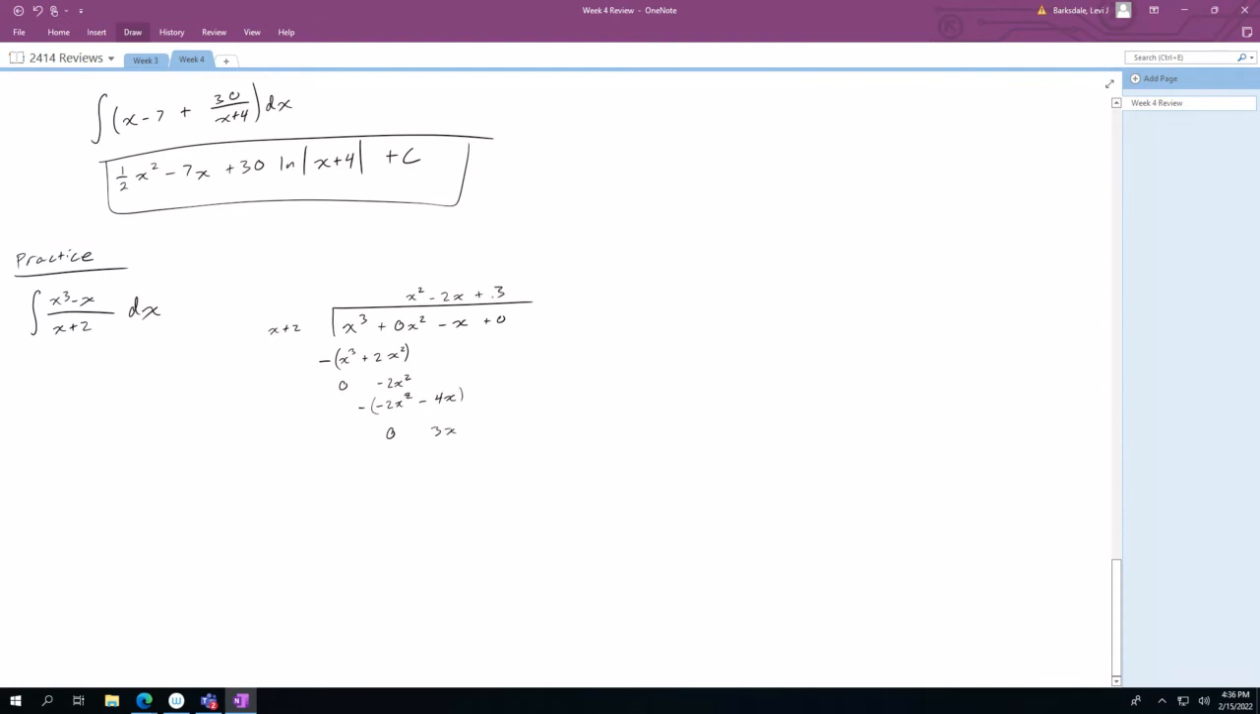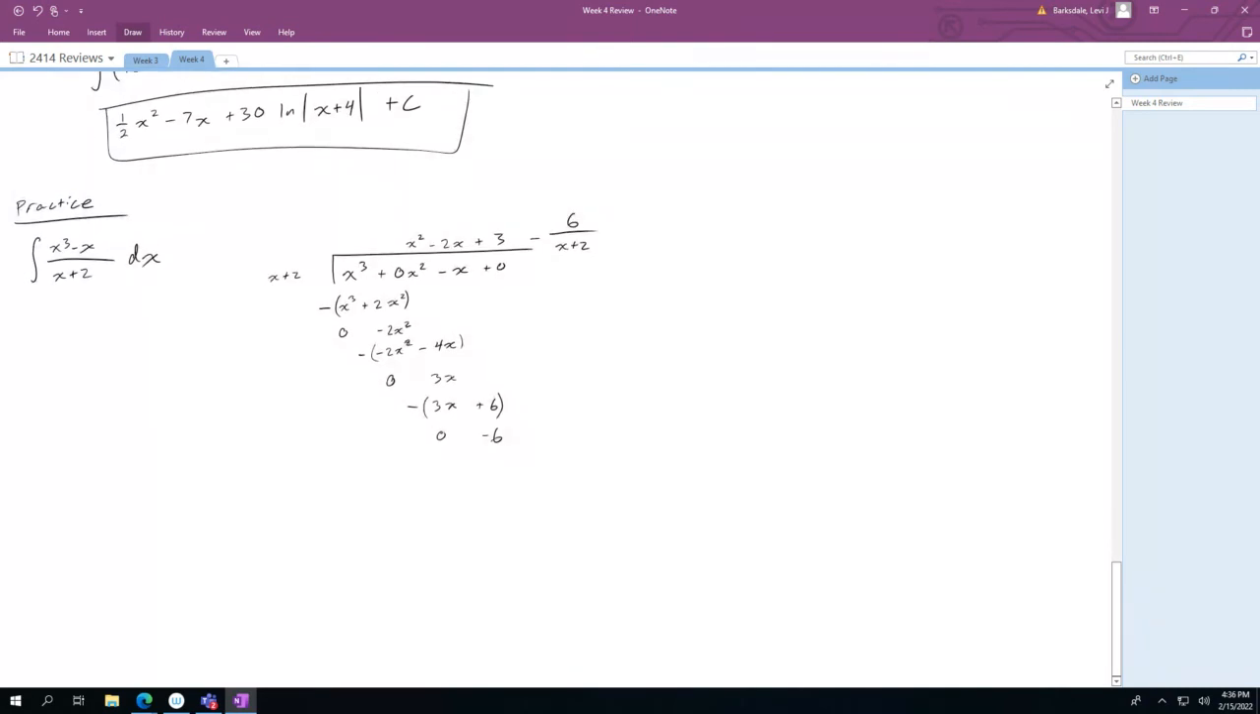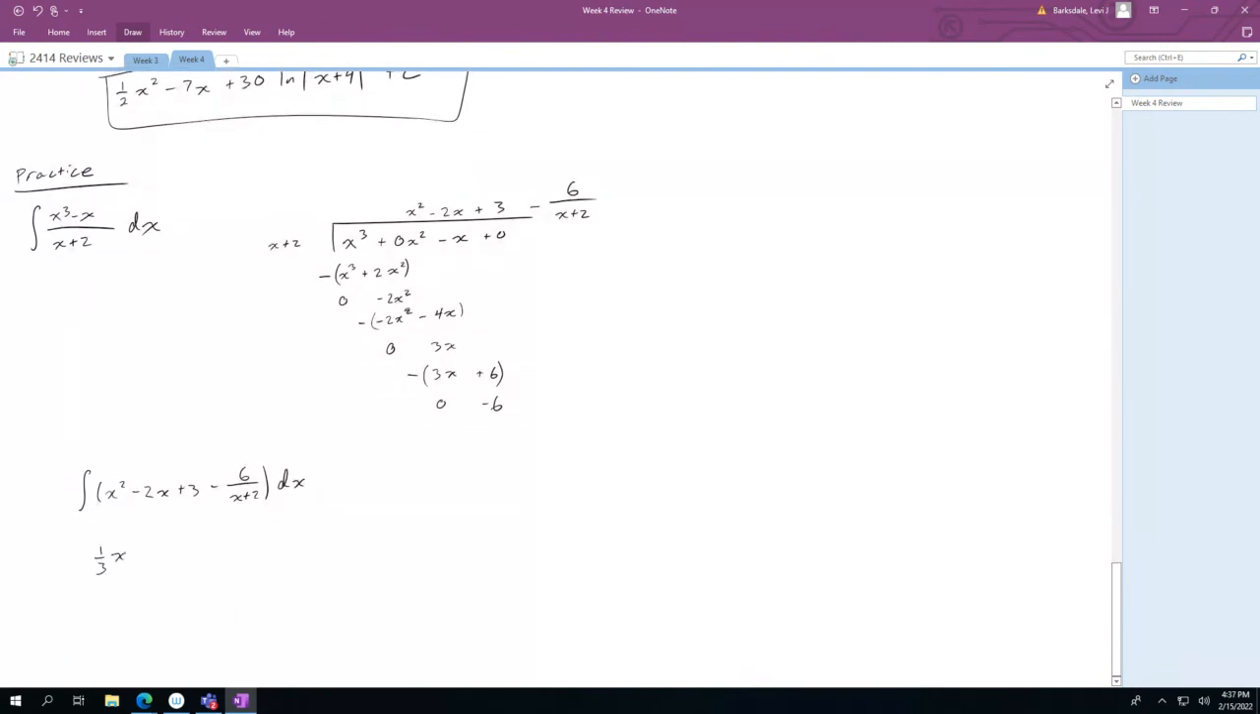So x times what gives me 3x? It's, of course, 3. 3 times x is 3x. 3 times 2 is 6. And I subtract this, and that gets me minus 6 as the remainder. So now my integration becomes the integral of x squared minus 2x plus 3 minus 6 over x plus 2. And this integral, again, just power rule and a natural log. 1/3 x cubed minus x squared plus 3x minus 6 natural log of x plus 2 plus c. Any questions?